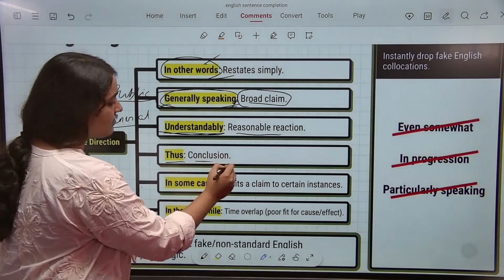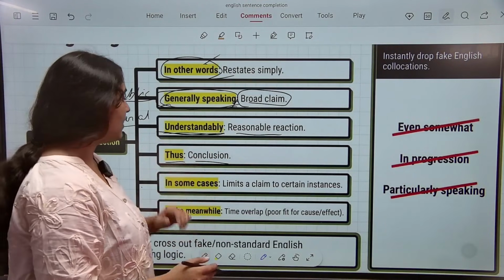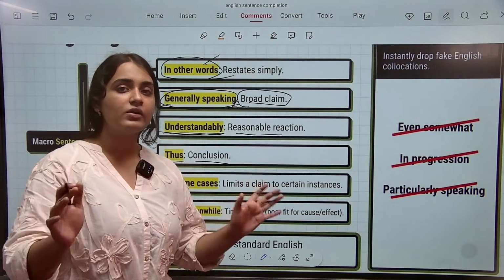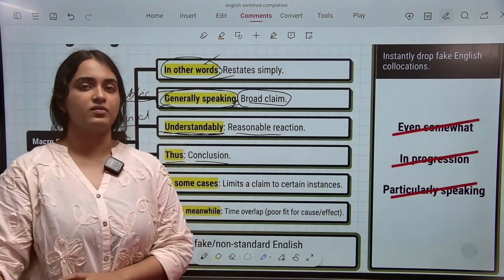Thus, this comes after a sentence. Thus, you say it in conclusion. To conclude everything, thus, I want to say this.